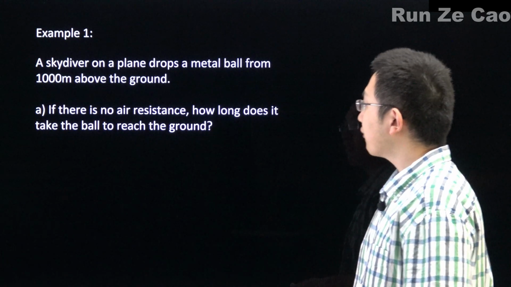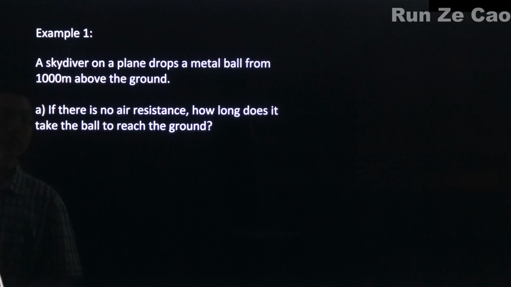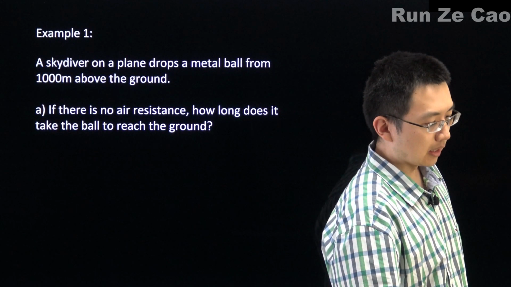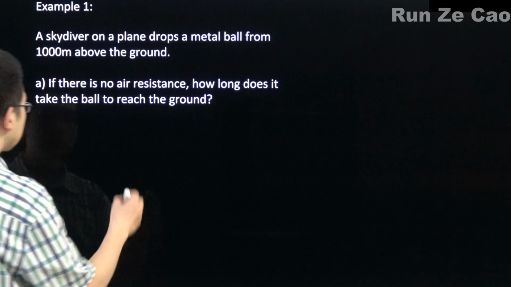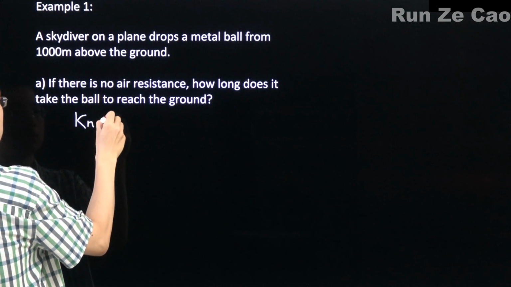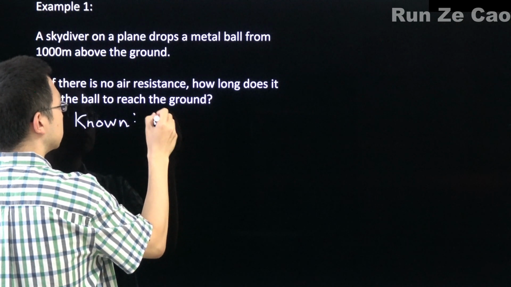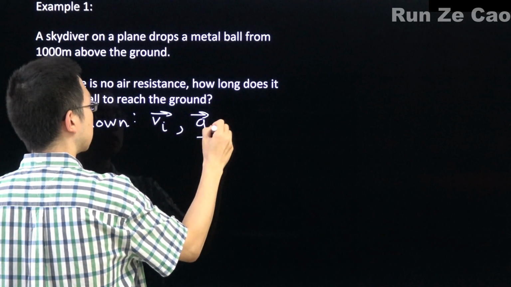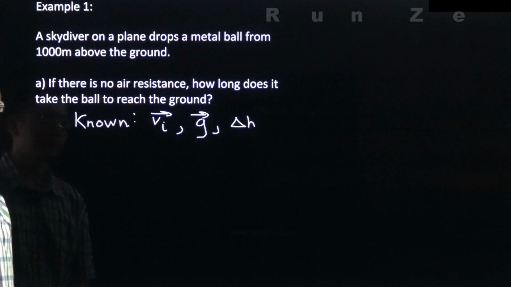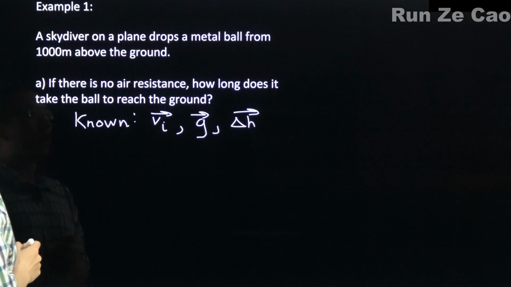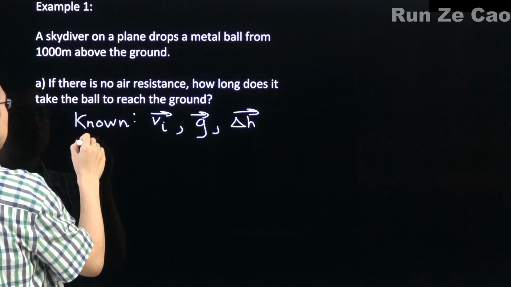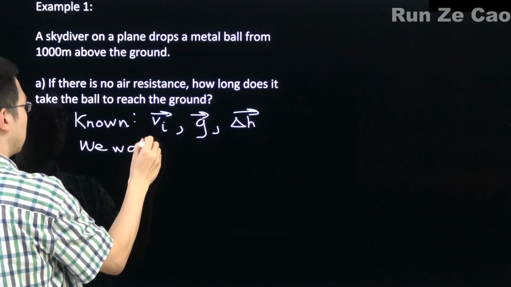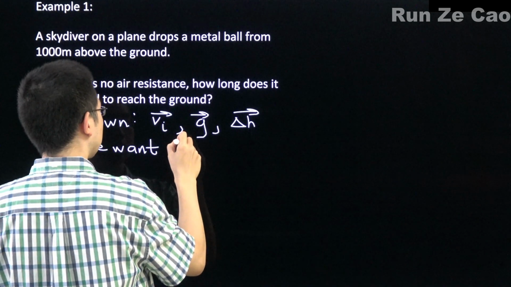Okay, example 1. A skydiver on a plane drops a metal ball from 1,000 meters above the ground. If there is no air resistance, how long does it take the ball to reach the ground? We are using 9.8 for our gravity. What do we know here? We know V initial, gravity, and change in height. What do we want? We want how long it takes the ball to reach the ground. So we want the time. You could also write required delta t.